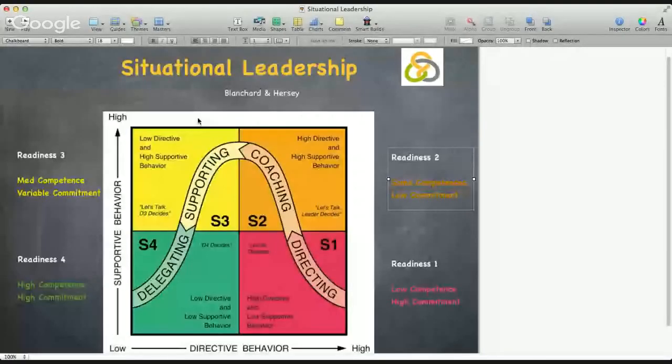Okay, this is Blanchard and Hersey's situational leadership model. You may have come across other slightly different versions of it. There's all sorts that have been adapted over the years. I like this one in particular because it's talking about the situation in various different formats: situation 1, situation 2, situation 3, and situation 4. You can see in the 4 squares there.